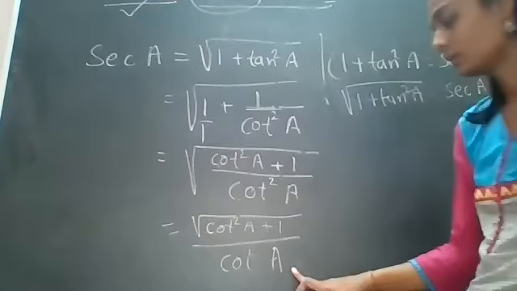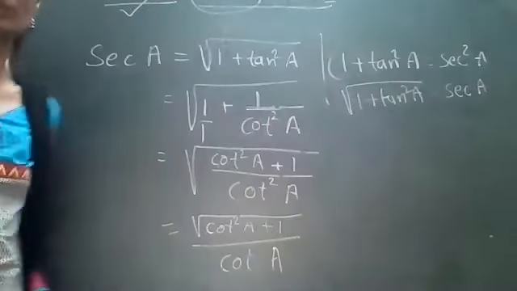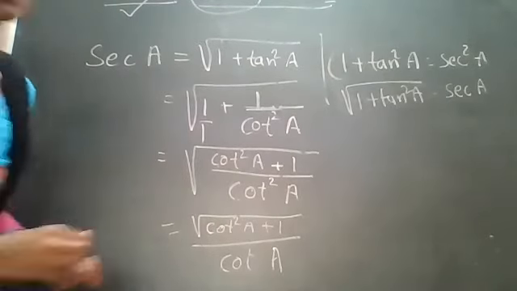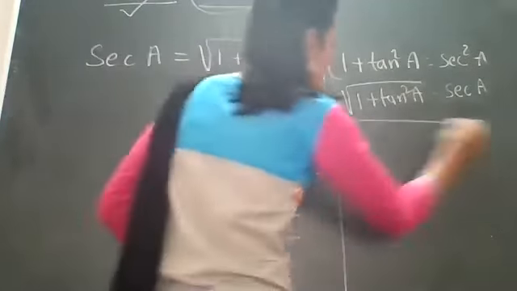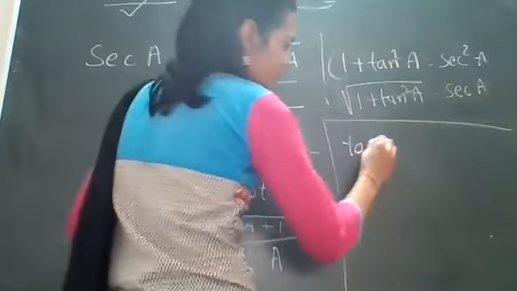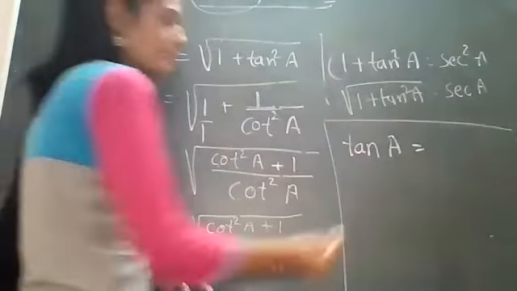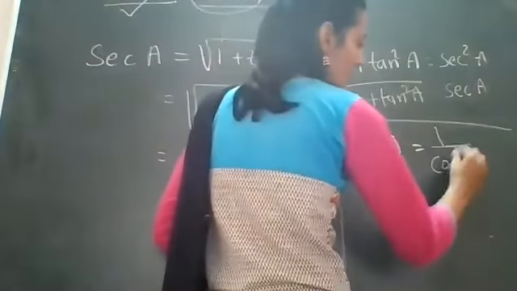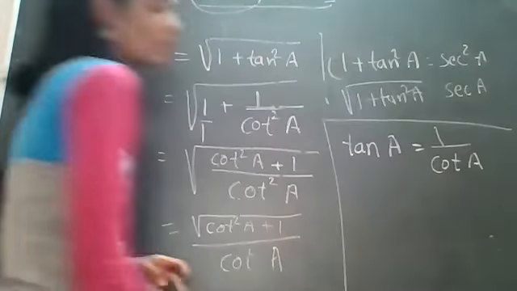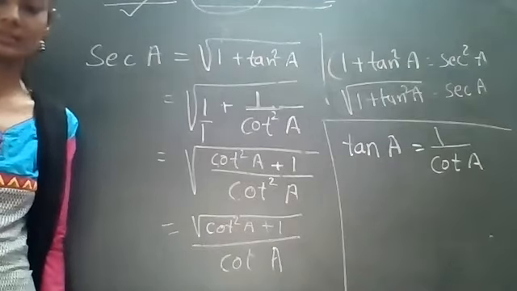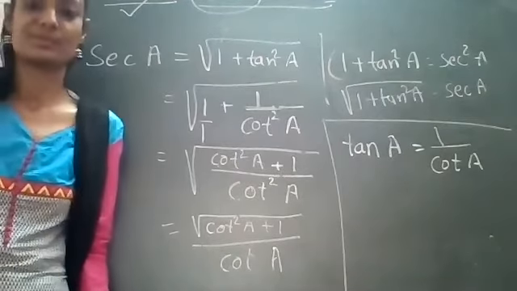Yes, yes. Okay, understood everybody now? Yes, ma'am. Okay. Now last we have to find out the value of tan A. So tan A is equal to what? 1 upon cot A. So it becomes 1 upon cot A. That is the value of tan A. Clear? And that is our answer also.